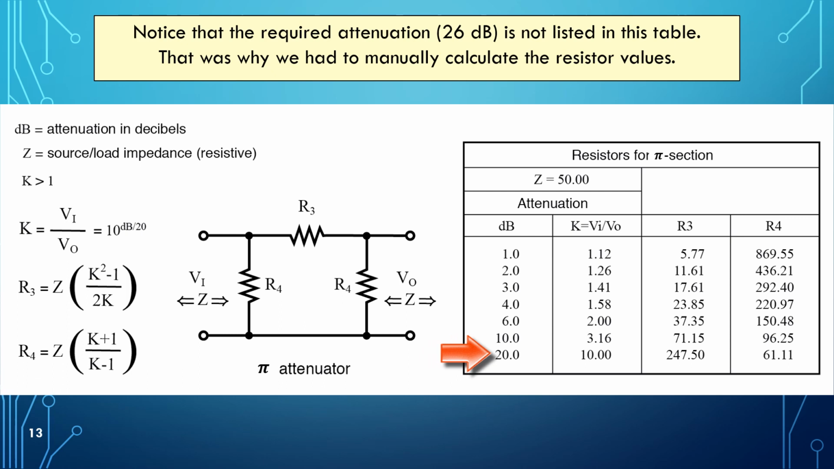Here is a chart showing the dB values and resistor values to achieve the corresponding attenuation. This one is a pi attenuator, so it is similar to an O. It is just that the value of R3 is cut in half, and that makes an O pad. Notice that the value that we need, which is 26 dB, is not listed in the table, and that is exactly why we need to manually calculate the values.